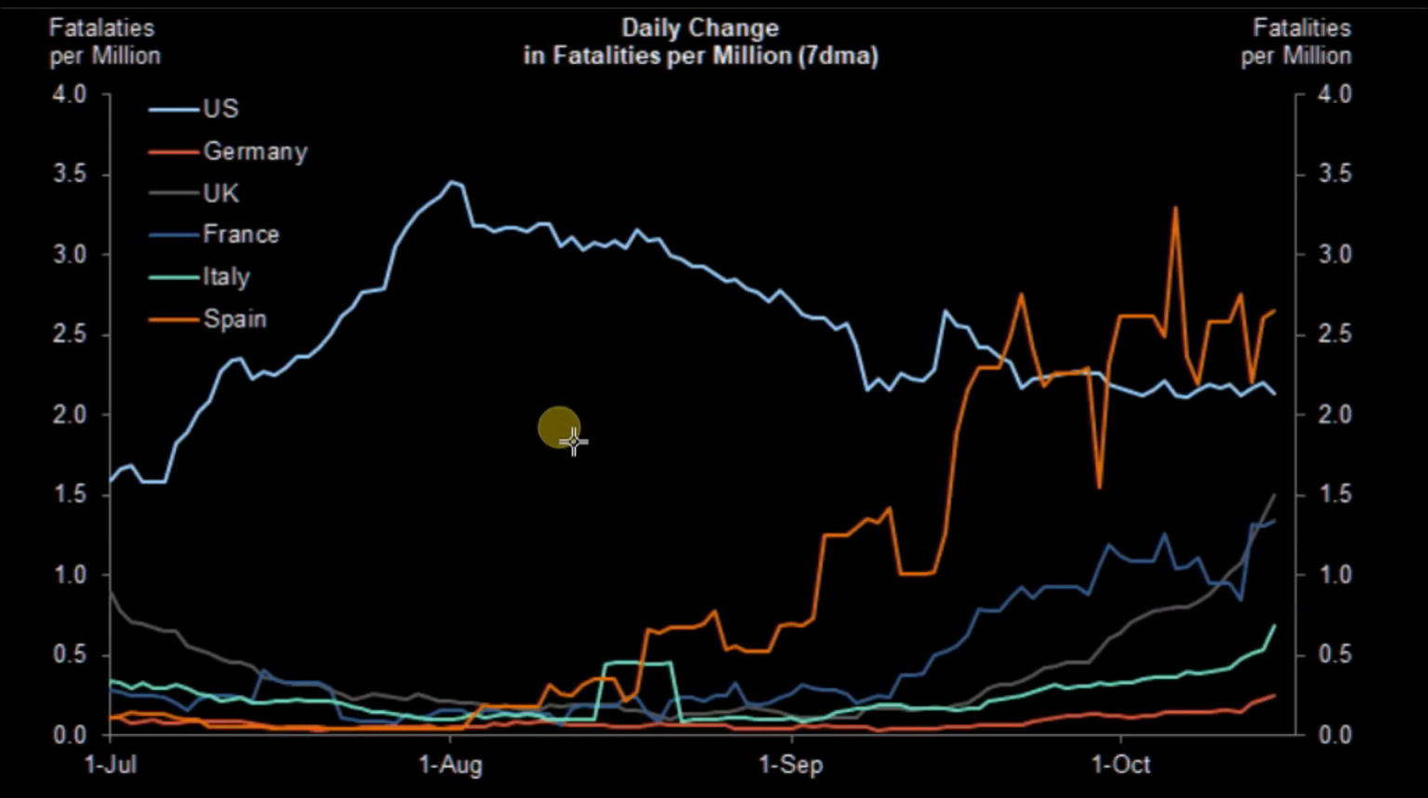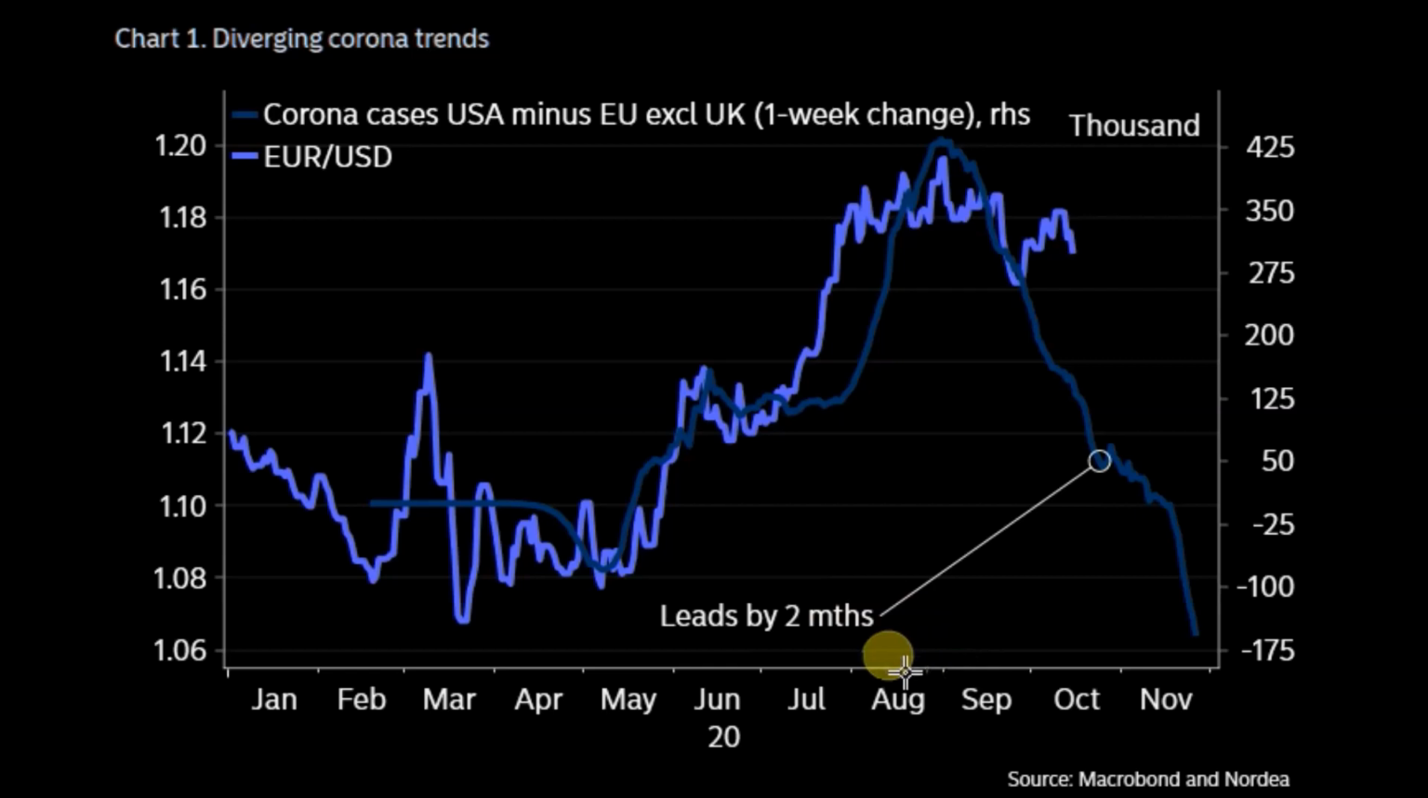Now, in terms of how important the virus is to the euro USD, the next chart graphically illustrates it. So just shift over, take a look at the next chart. Right, this is a really, really good chart in my view. It comes from Macrobond and Nordea. And what it shows you is the darker line is corona cases USA minus EU, excluding UK. And when cases are on the way up in the US, look at the euro, goes higher.